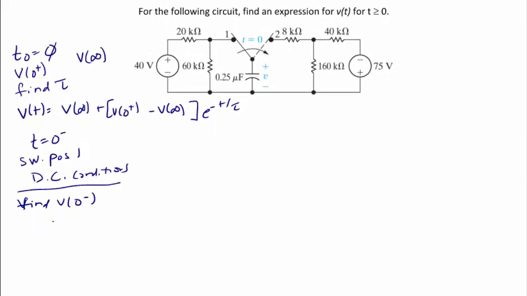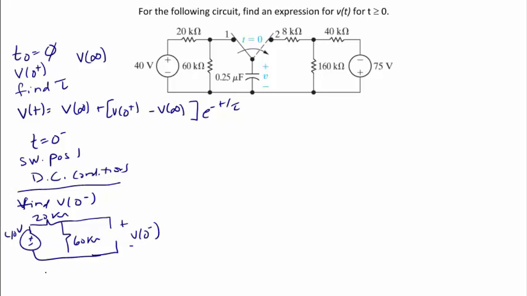And we use this analysis in order to find the initial voltage across the capacitor, or to find V of 0 minus. So looking at only the left side of the circuit, we're going to have 40 volts, 20 kiloohms, 60 kiloohms, and under DC conditions, we model the capacitor as an open circuit. So it's here, and this is V of 0 minus. Now note that there are more parts of the circuit, but because they're not connected yet, they don't affect the analysis, so I won't bother to draw them.